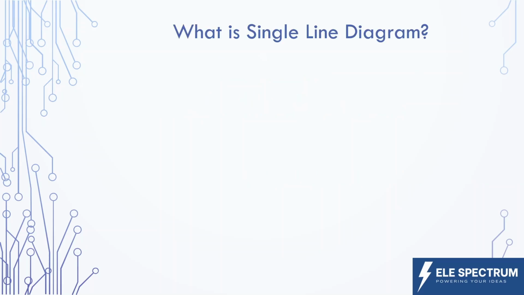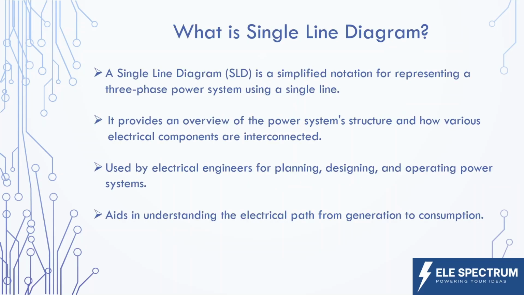So, what is single line diagram? A single line diagram is a simplified representation of three-phase power system using a single line. Now, the question is why we are representing this three-phase system into a single line. So, first thing is here we are considering a balanced steady-state condition of the power system. When the system is in steady-state mode, the voltage and current of all the three phases are balanced and the values are almost the same. Only difference is the phase shift between the three phases. Hence, we can consider the representation of three phase into a single line.